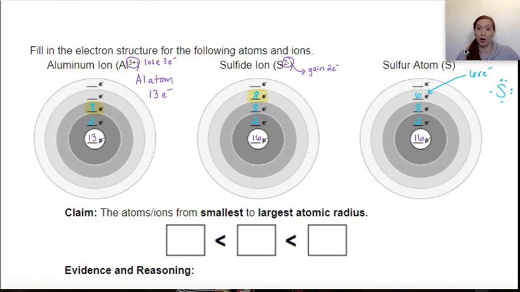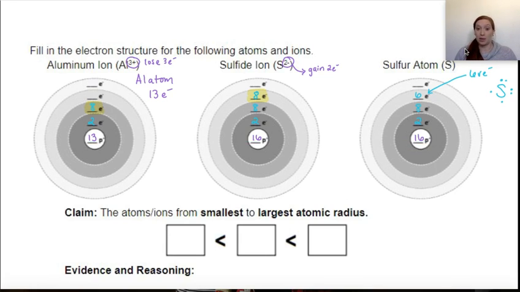Okay, here's what we want to always think about with periodic trends. Two things, and these are both related to attractive force. First is the number of energy levels that your atom or ion has, because that's going to give us an idea of the distance from the nucleus that our valence electrons are going to be. Distance and attractive force are related inversely, which means as distance from the nucleus increases, attractive force is going to decrease.